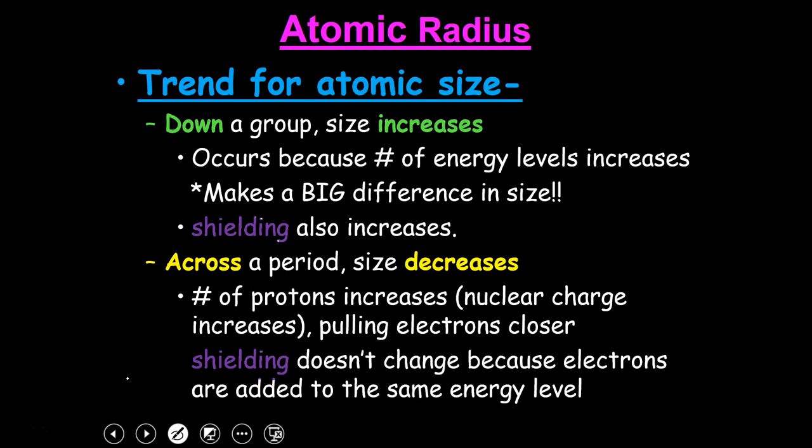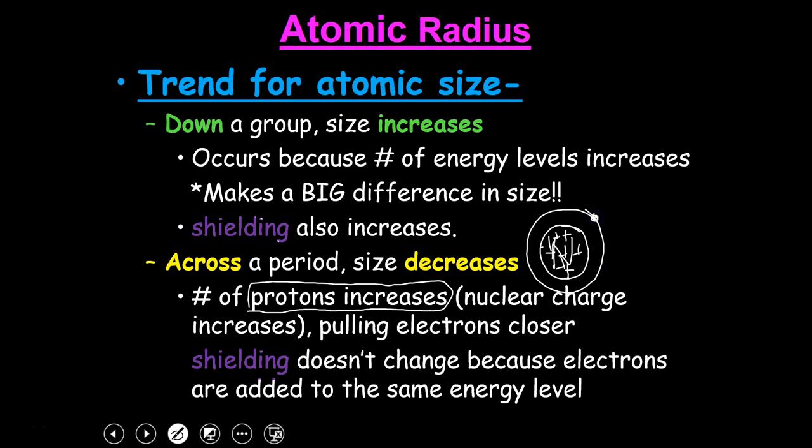So what's going on? As you're going across, you're getting more protons, which means that mama nucleus is getting more and more positive. It's becoming a stronger magnet. So because it's getting stronger, those electrons get pulled in closer. So that's going to affect the size.